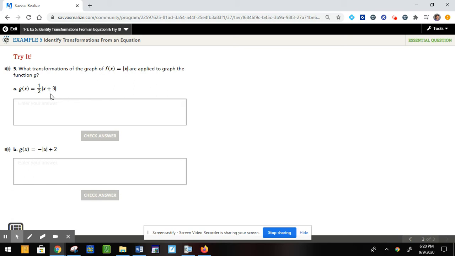So first thing is, that would be a multiplier on the outside, so it would be a vertical compression. So a vertical stretch of 1/2. And then the +3 is a translation of 3 units to the left.